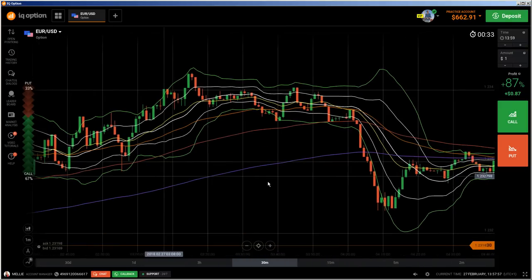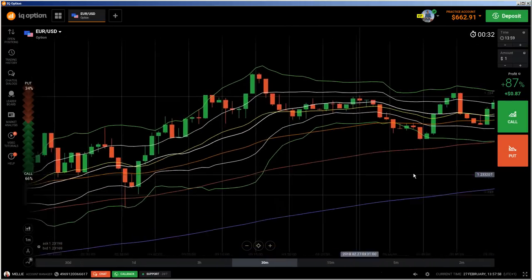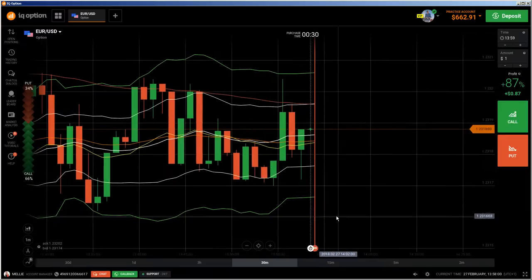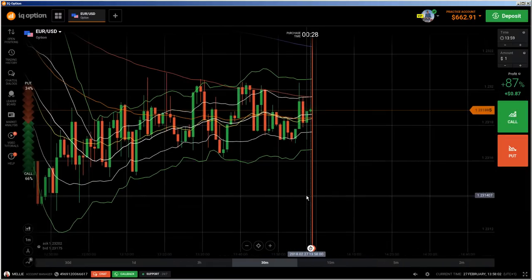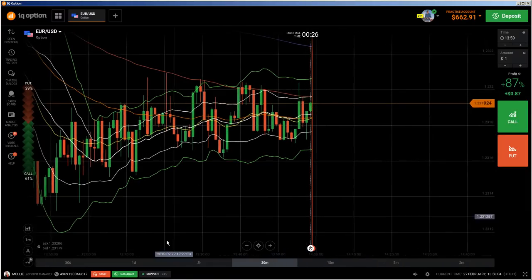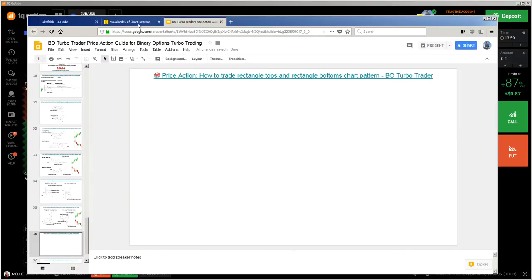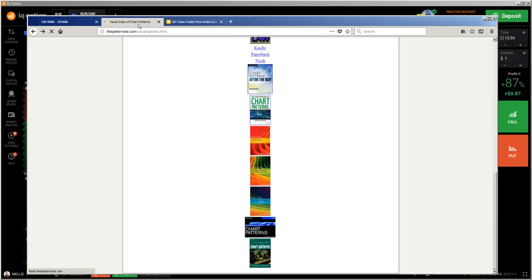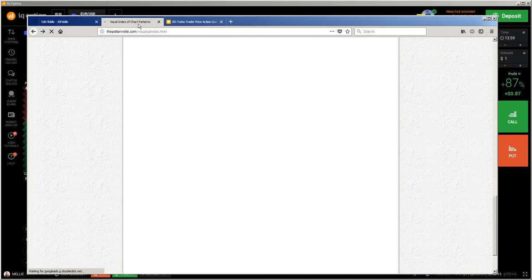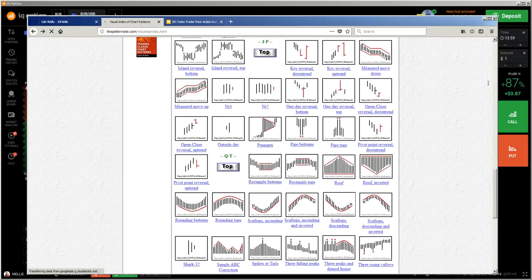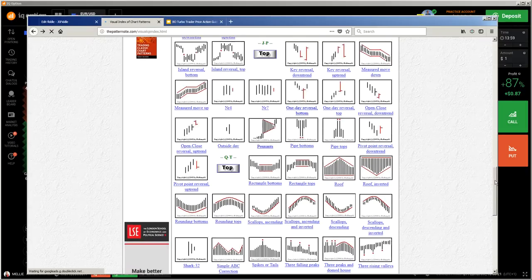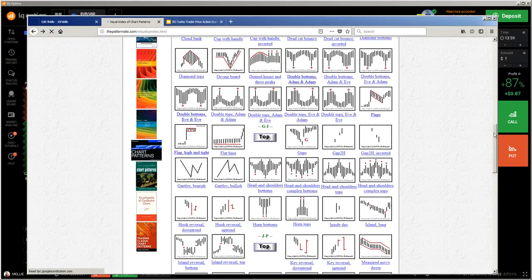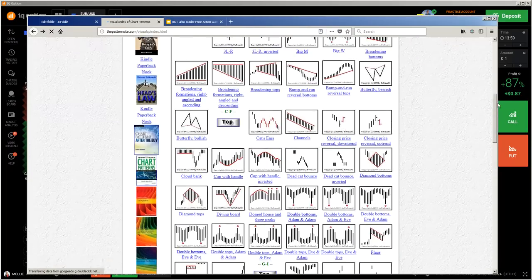I didn't explain the broadening wedge, because if I wanted to explain every kind of chart pattern, I would need a million years. You can look here at the visual index of chart patterns, and then you understand that I'm only telling you the most important ones, which I think are the most important. We have so many here. If you have nothing better to do, you can start to study them.